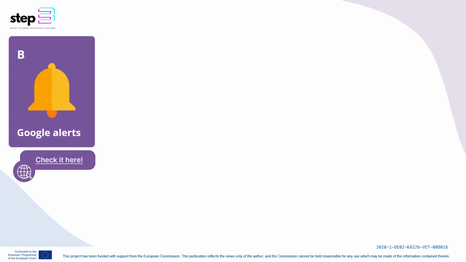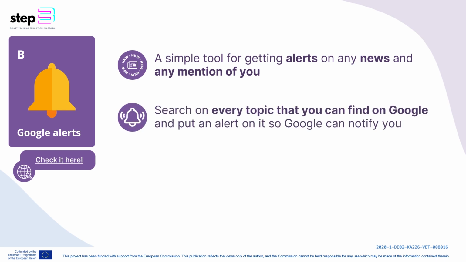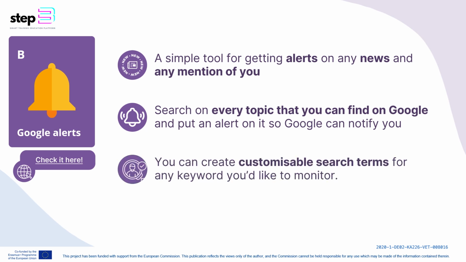Moving on to Google Alerts. Google Alerts is a simple tool for getting alerts on any news and any mention of you. You can search on every topic that you can find on Google and put an alert on it so that Google can notify you. And you can create customizable search terms for any keyword that you'd like to monitor. To access the official website of Google Alerts, click on the link here.